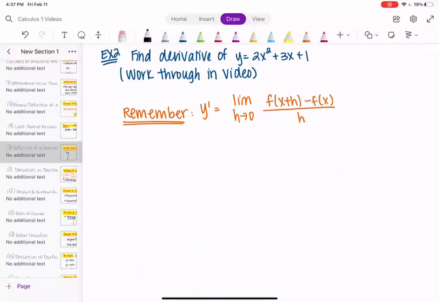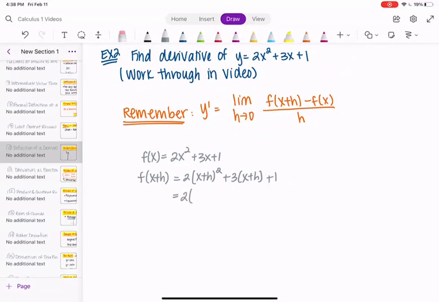So first what we're going to do is we're going to say f of x is 2x squared plus 3x plus 1, and f of x plus h is 2 times (x plus h) squared plus 3 times (x plus h) plus 1. And another thing you can do is simplify it before you plug it in, so it's a little bit easier. And that's what I'll do here.